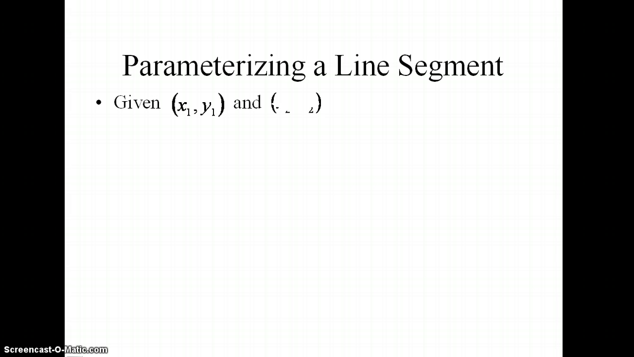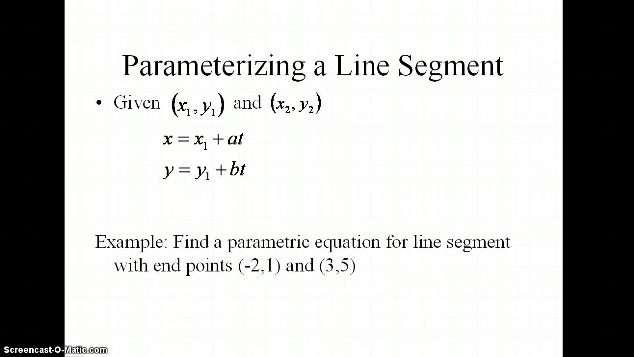And what I want you to do for your homework is see if you can, given x1, y1, x2, y2, and the parametric equation for a line, x equals x sub 1 plus a sub t, y equals y sub 1 plus b sub t, find a parametric equation for a line segment with endpoints -2, 1, and 3, 5. I want you to try this on your own.